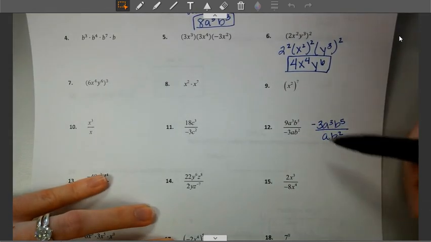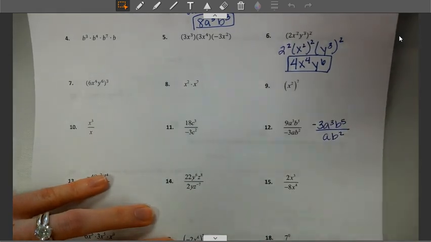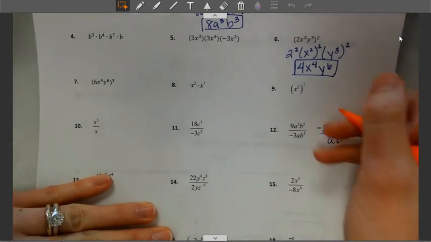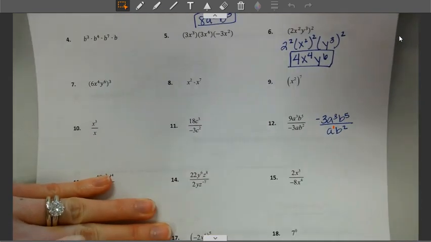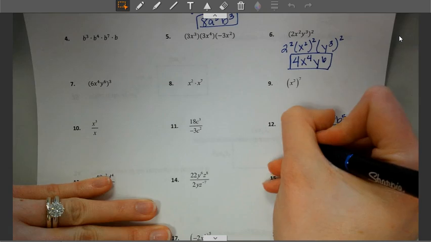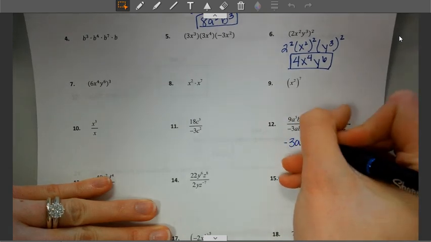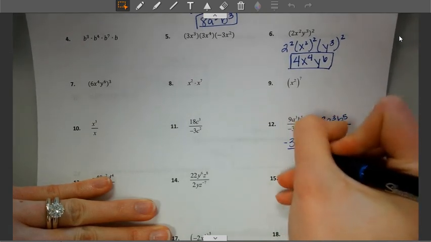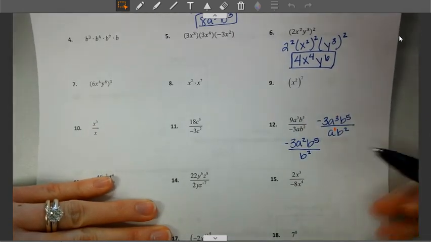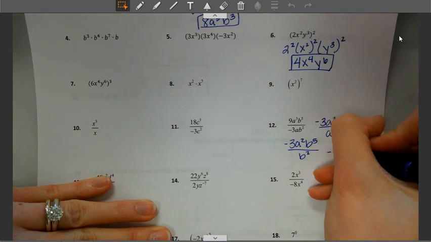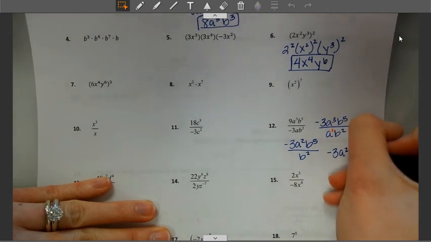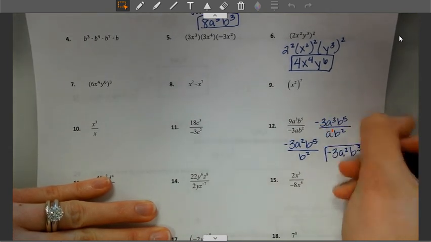So now, if they have the same base, we're going to subtract the exponents. Well, a in the denominator is by itself, so that's a 1. 3 minus 1 is 2. So I get negative 3a to the power of 2, b to the fifth, divided by b to the power of 2. Again, we have the same base. 5 minus 2 is 3. So this becomes negative 3, a to the power of 2, b to the third.